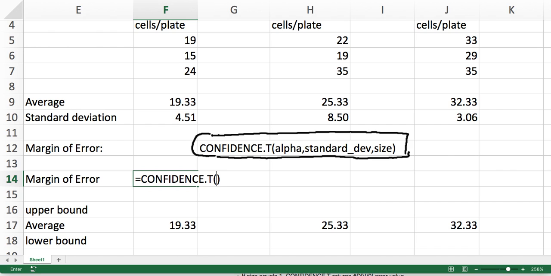Now for the alpha, very common is that we use 0.05. That would be a 95% confidence interval. So we want to be fairly sure that our true mean is within this interval that we have here.